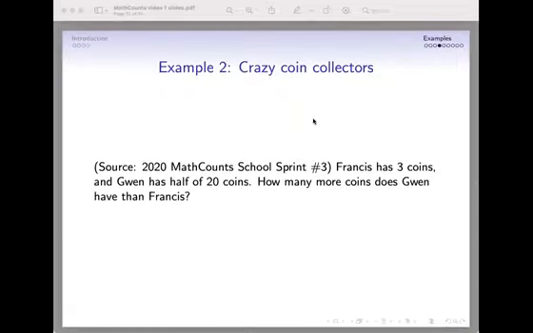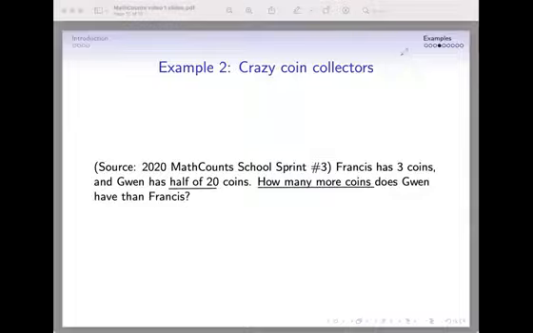So here's our second example. Francis has 3 coins and Gwen has half of 20 coins. We want to find how many more coins Gwen has than Francis. So natural question: this is another subtraction problem because it's how many more coins. Now, obviously, we want to know how many coins Gwen has. What's half of 20?